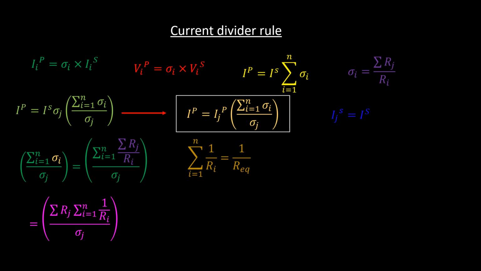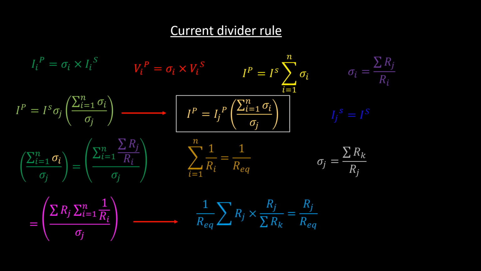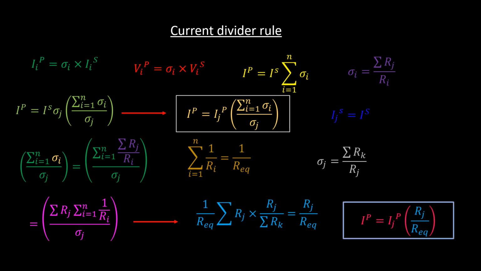Also, sigma j can be written as follows. Subbing all this in the purple expression yields the following blue equation. The summations cancel and we have this. This is the familiar and more general form of the current divider rule.